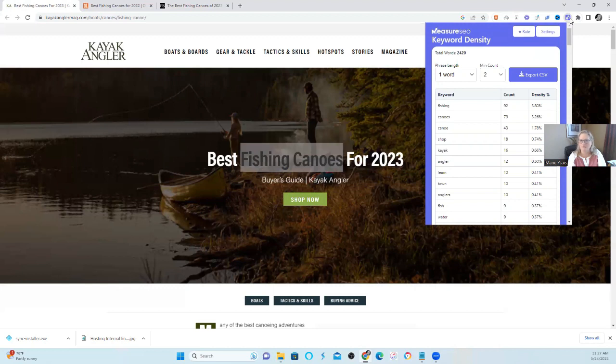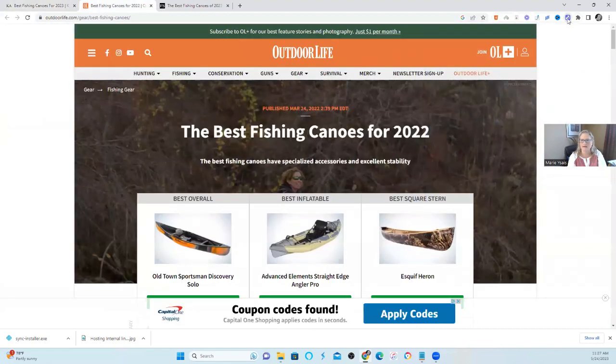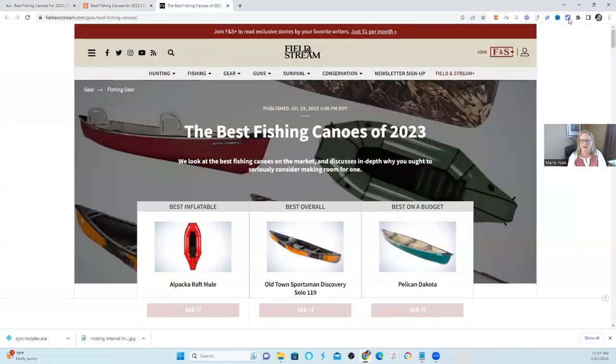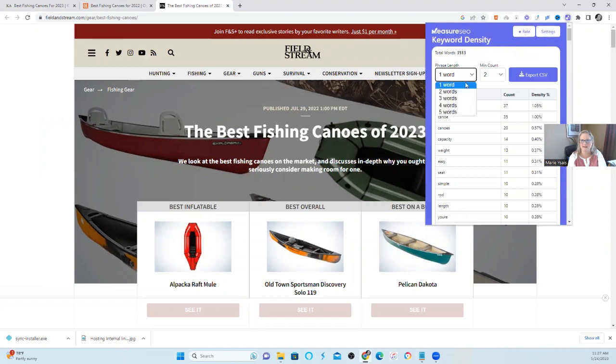This tool is called Measure SEO Keyword Density. I can look at how many times they said one word, 2 words, or 3 words. So if I wanted to look at how many times they said fishing canoes, they said it 46 times. Let's take a look at the second site. How many times did they say fishing canoes? They said it 12 times. And then we can look at the third site. How many did they say fishing canoes? They said it 12 times.